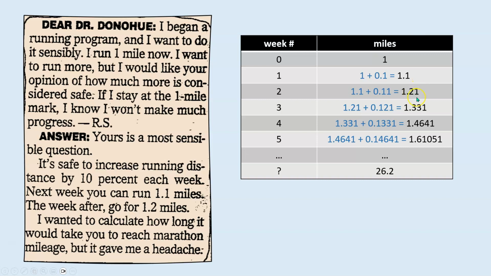So the next week, if we add on 10% of 1.21, we would be adding on 0.121, bringing us up to 1.331. Then if you add on 10% of that, after the fourth week you're running 1.4641 miles. Add on 10% of 1.4641, and that brings you up to 1.61051. If we continue in this pattern, the question is, how many weeks does it take before the number of miles you're running reaches marathon distance, which is a little over 26 miles? It's about 26.2 miles.